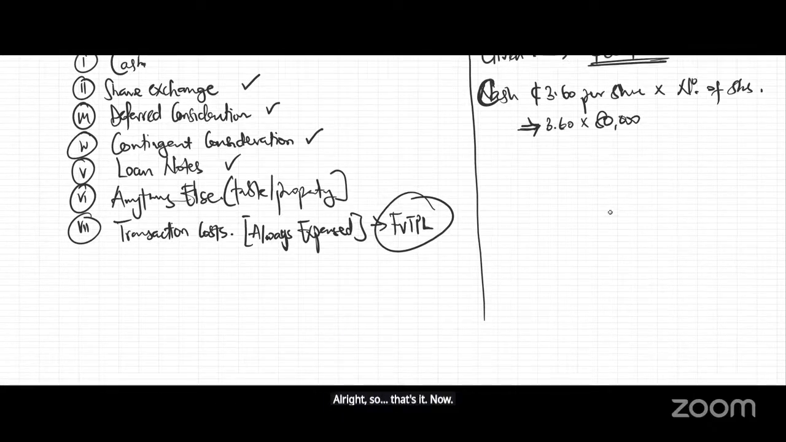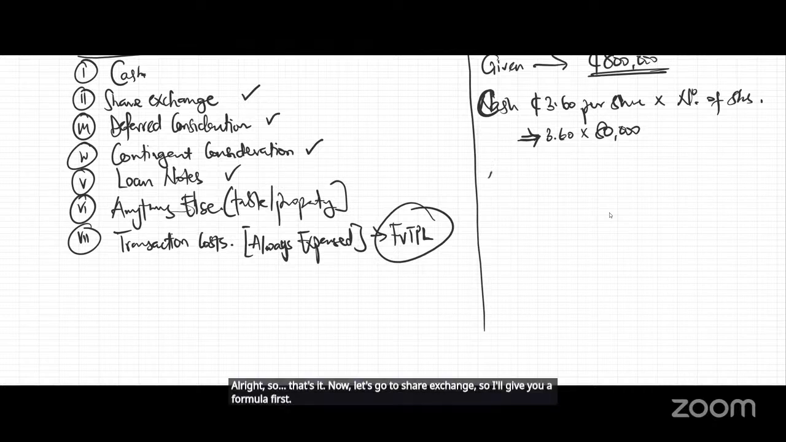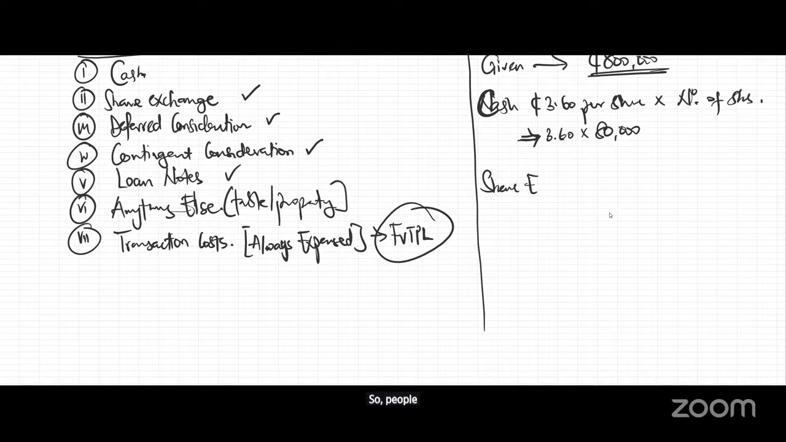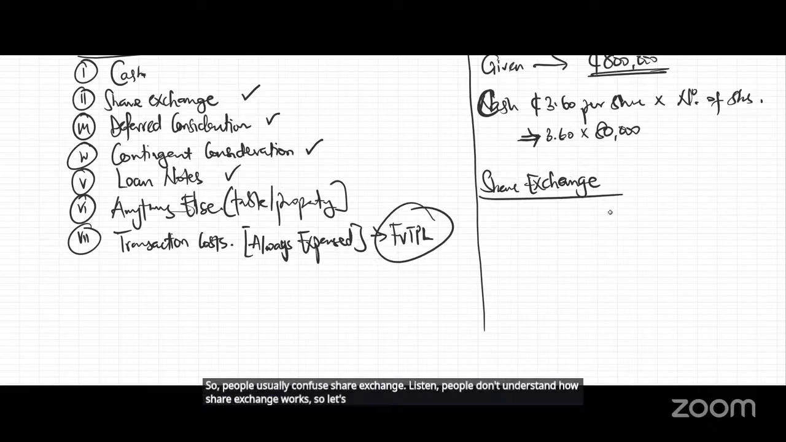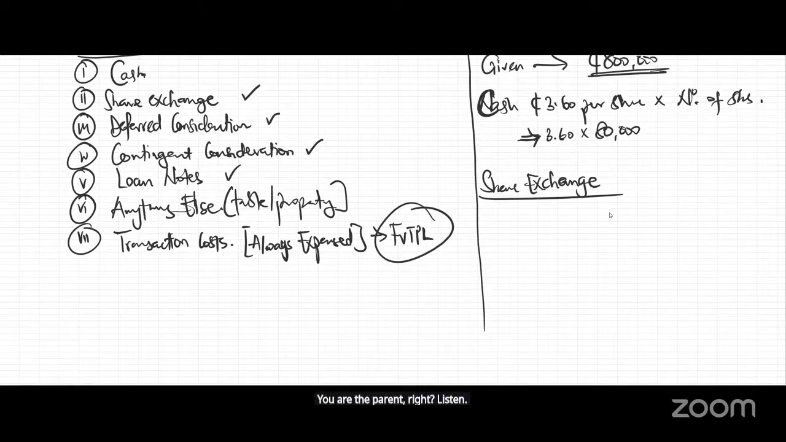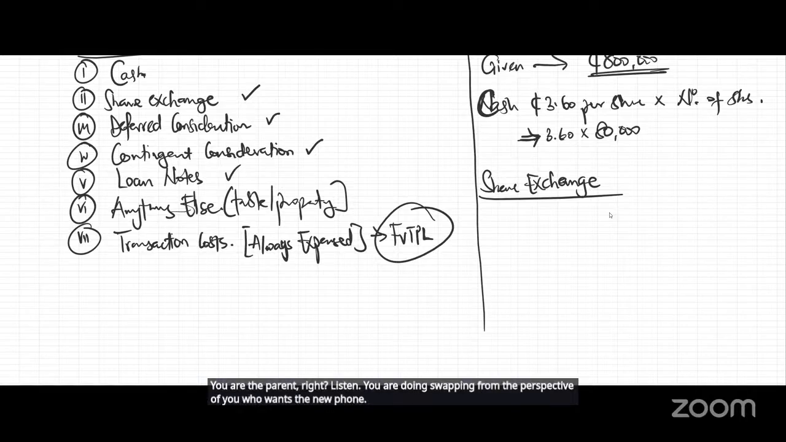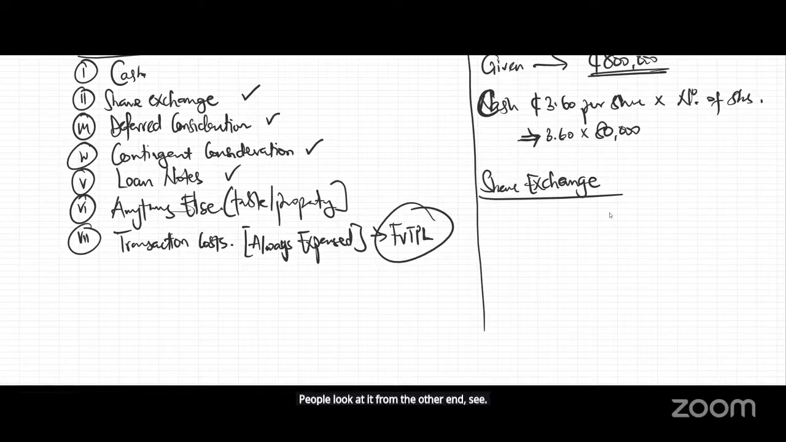Now let's go to share exchange. I'll give you a formula first. People usually confuse share exchange. People don't understand how share exchange works. So let's understand. You are the parent, and you are doing swapping from the perspective of you who wants the new phone. People look at it from the other end. The parent is the one who is in need of what? The parent needs shares.